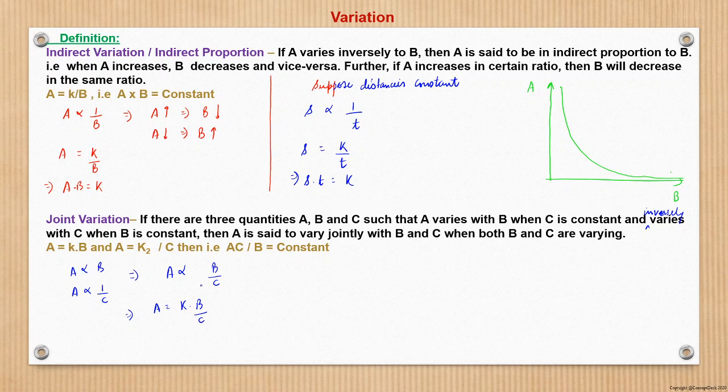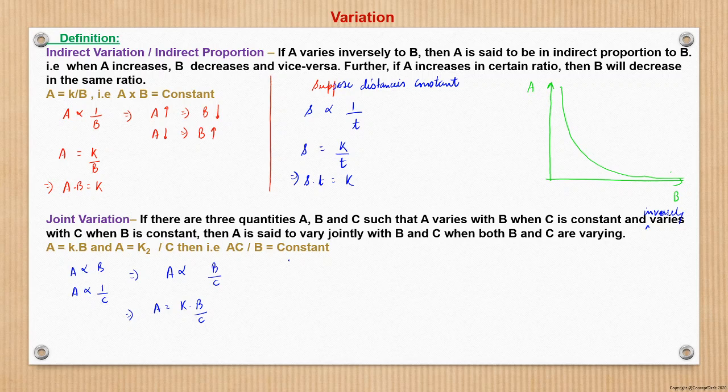So this is a case of joint variation where A is directly varying with B and A is inversely varying with C. Or there may be a case where A is varying with B and A is directly varying with C also. So in that case it will be A is equal to K times B into C. That is also true, right?